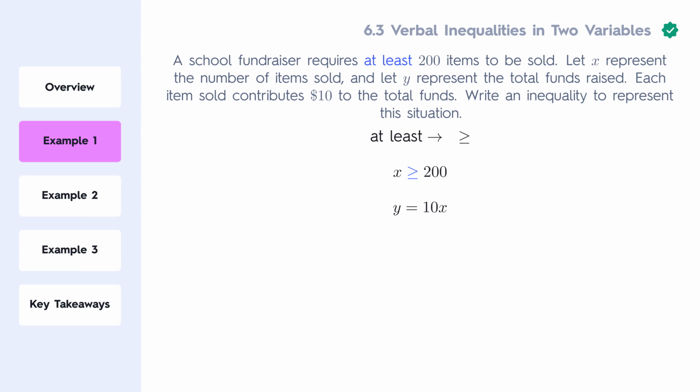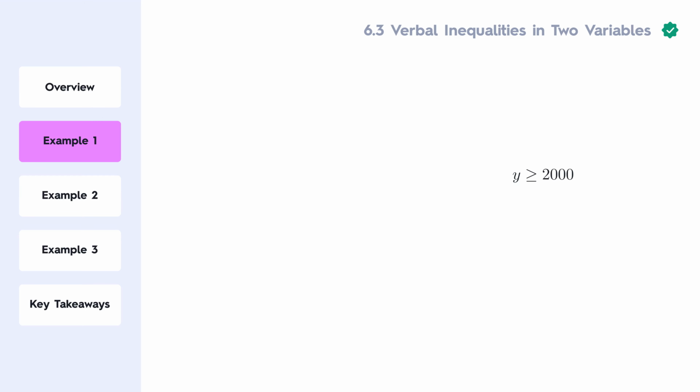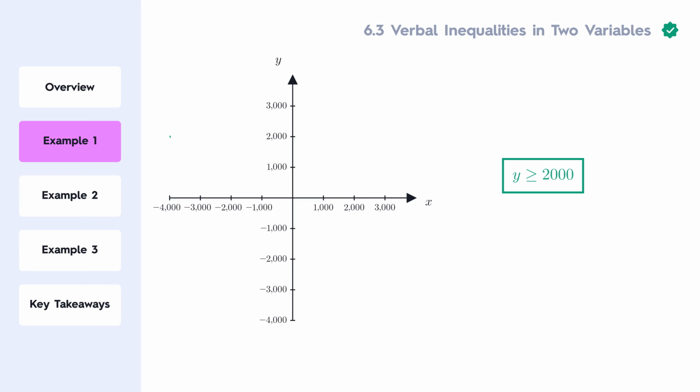Finally, we can put the information together to form our inequality. Since the total funds y depend on the number of items sold x, and we know that at least 200 items must be sold, we combine these to get y greater or equal to 10 multiplied by 200. By simplifying this, we get that total funds raised is greater or equal to 2,000. This means that the fundraiser will meet its goal only if y is at least $2,000.